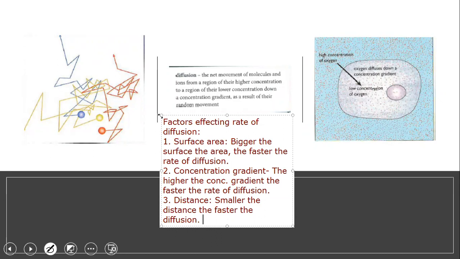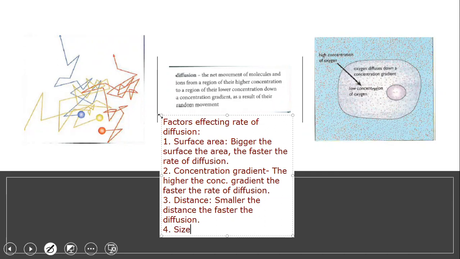As opposed to a really thin membrane. In a really thin membrane, what is going to happen? The thin membrane allows fast diffusion because the molecule has to only travel a small distance before it can cross to the other side. So smaller the distance the molecule has to travel, the faster the diffusion.